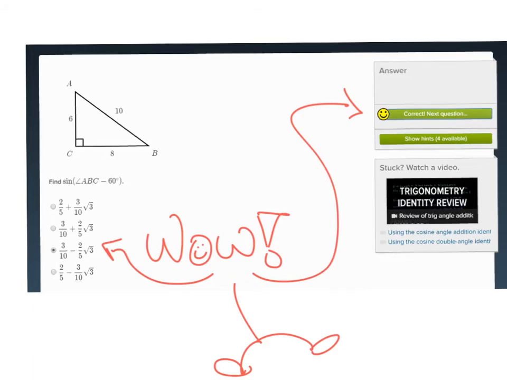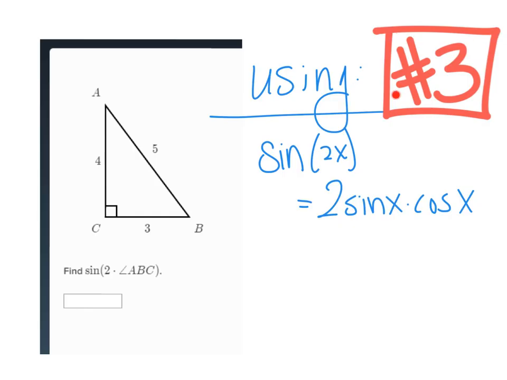Okay, good work. So here's question number 3. If you would draw this triangle, this is different now. I think this is from the other skill that we'll be doing. And it says find sine of 2 times angle ABC. So it's really similar, we have ABC, and so we're thinking about this angle.